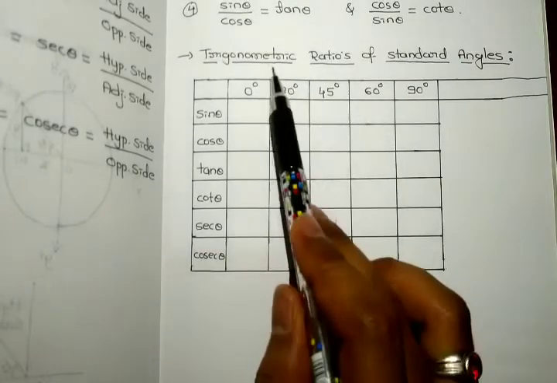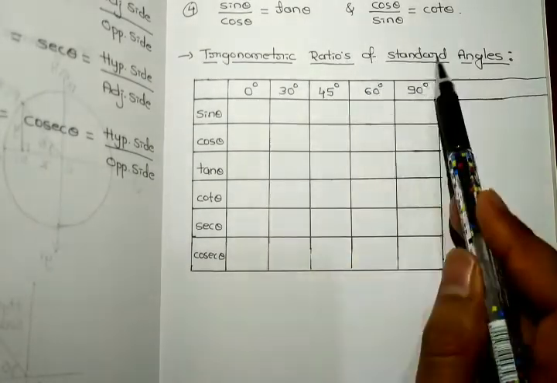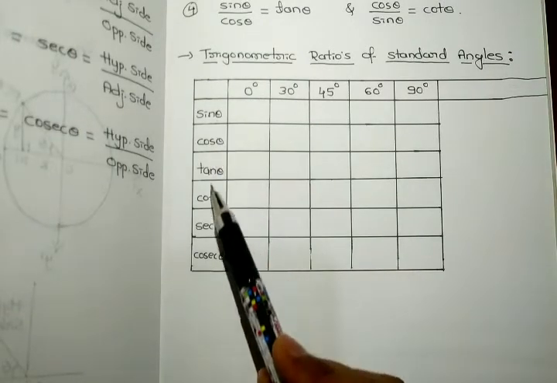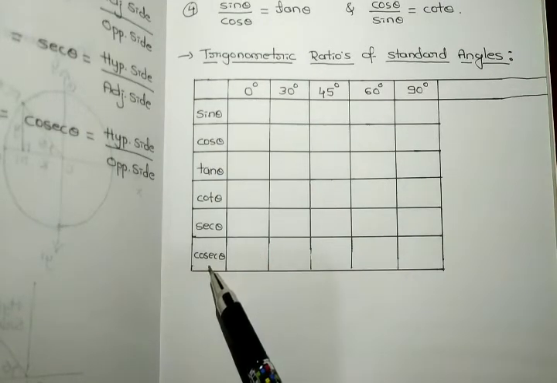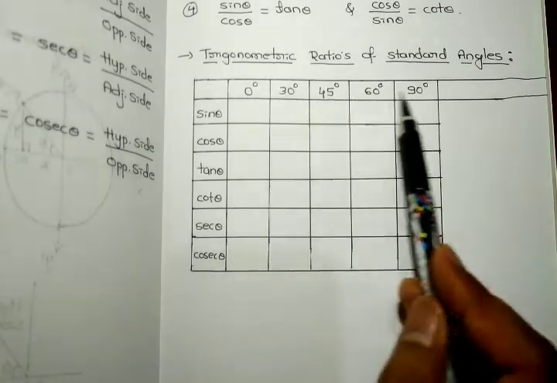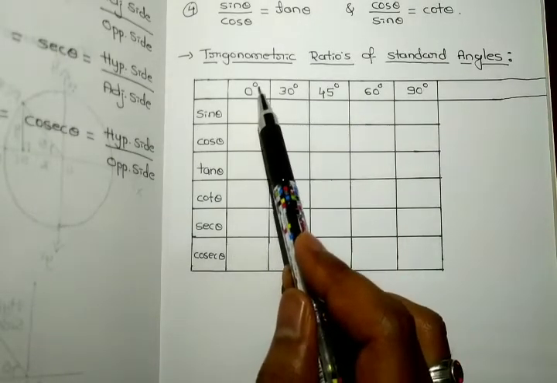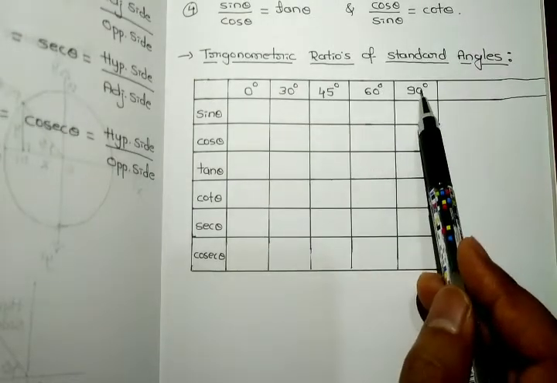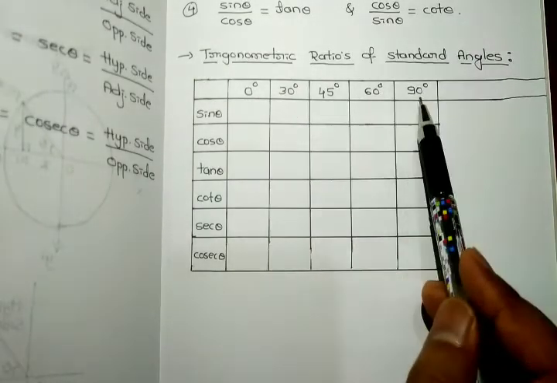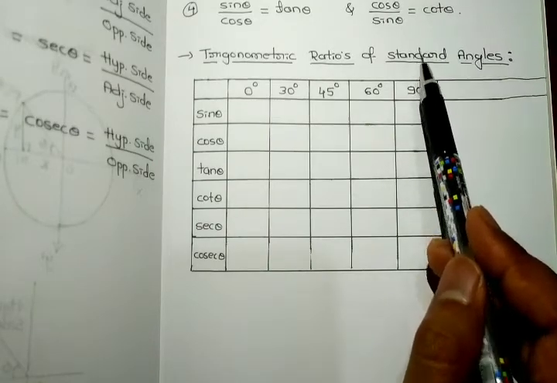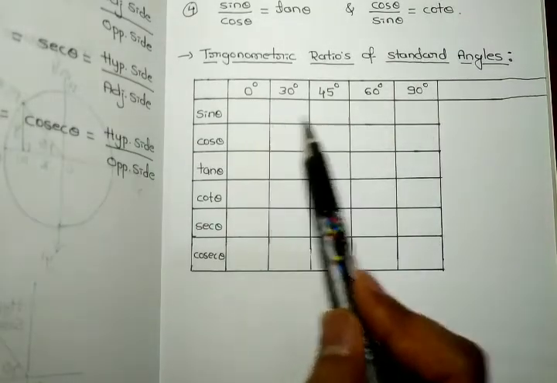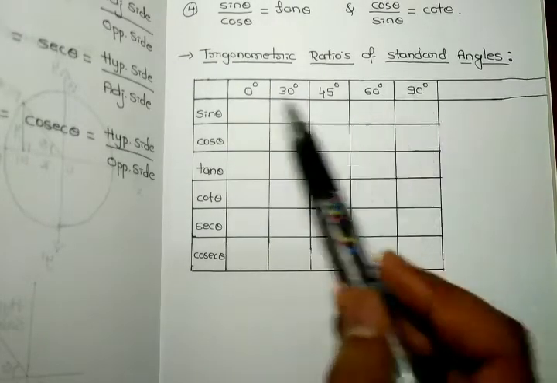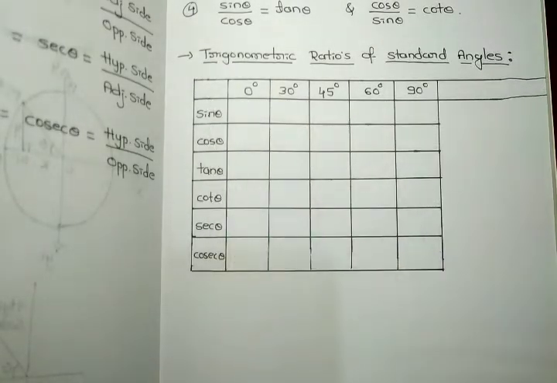Next, trigonometric ratios of standard angles. So these 6 trigonometric ratios are there. For that, some standard values are there. In that 0 degree, 30 degree, 45 degree, 60 degree, 90 degree, these all are going to be called what here? Standard angles. Now we will find for all these standard angles the trigonometric ratios.